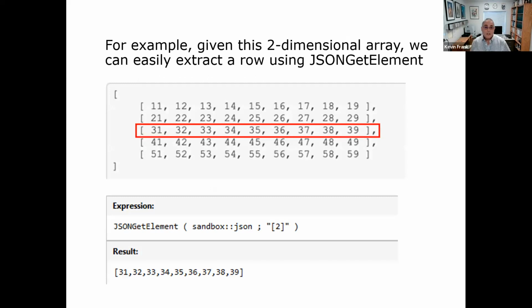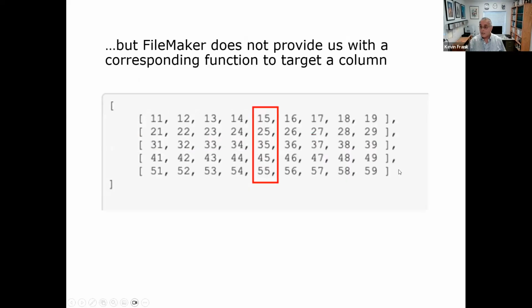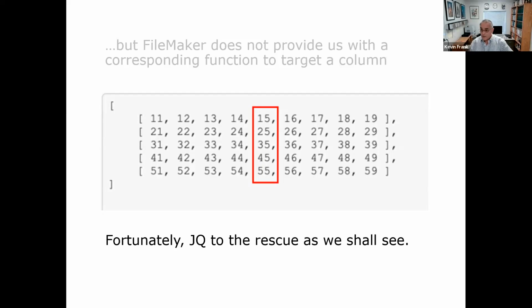As an example, if you work with arrays, I often think of these as like spreadsheets. It's like a table, and the intersection of a row and a column is a cell. FileMaker gives us JSON get element, and we can very easily extract a row. But did you ever notice you can't extract a column? Sure, you can write a while loop to hit that position over and over again to iterate through, but we don't have a function to grab a column. But that's child's play for JSONQuery, and we'll see that in just a moment.